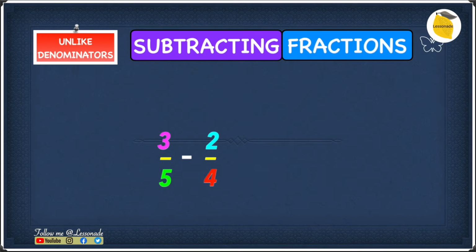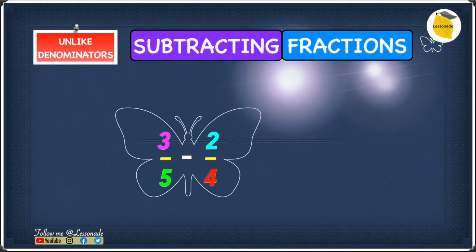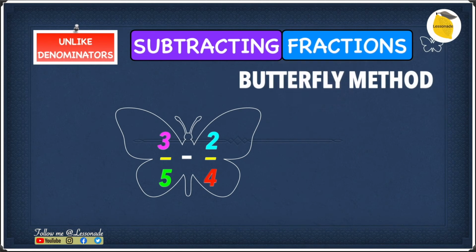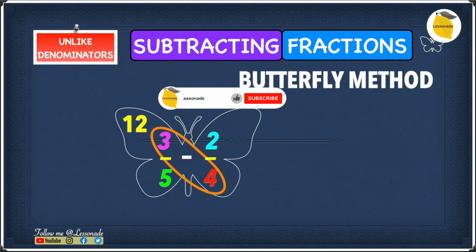So when we have unlike denominators, we're going to use a different method, and it's called the butterfly method. And the butterfly method is when you multiply the numerator of one fraction to the denominator of the other fraction. So just like this, numerator of one fraction to the denominator of the other. So the numerator is 3 and the denominator is 4. So we need to do 3 times 4, and as we all know, 3 times 4 is 12.